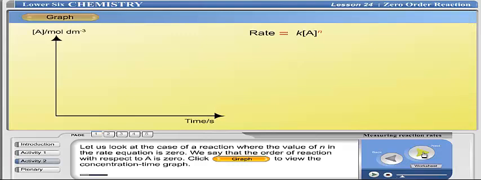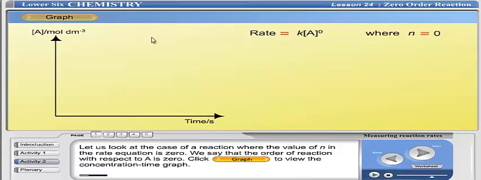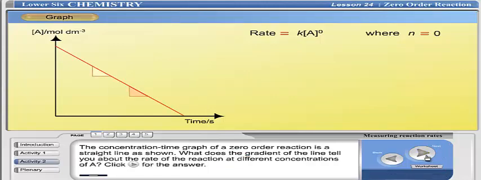Let us look at the case of a reaction where the value of n in the rate equation is 0. We say that the order of reaction with respect to A is 0. Click the graph button to view the concentration time graph. The concentration time graph of a zero-order reaction is a straight line as shown. What does the gradient of the line tell you about the rate of the reaction at different concentrations of A? Click next for the answer.